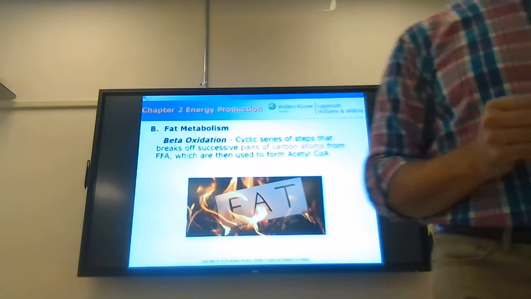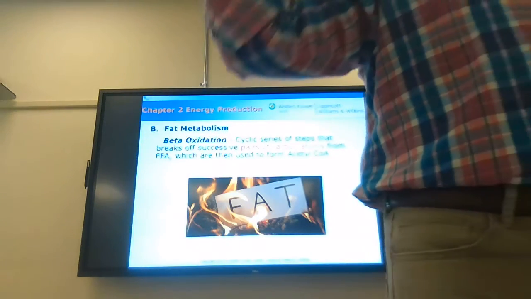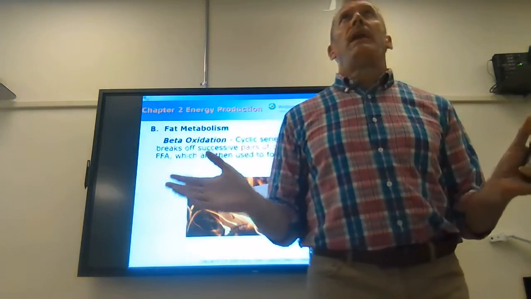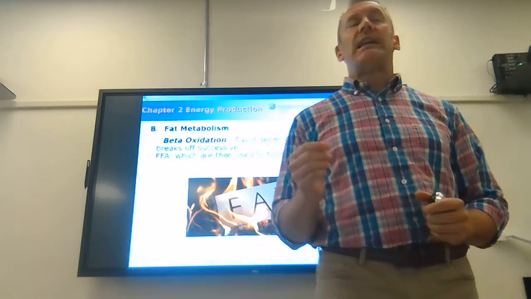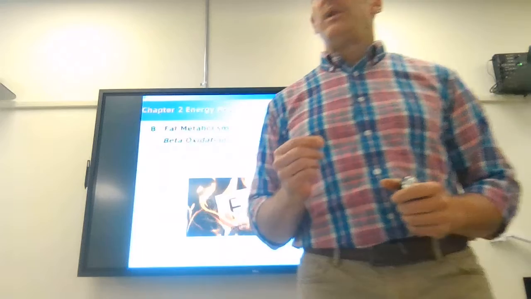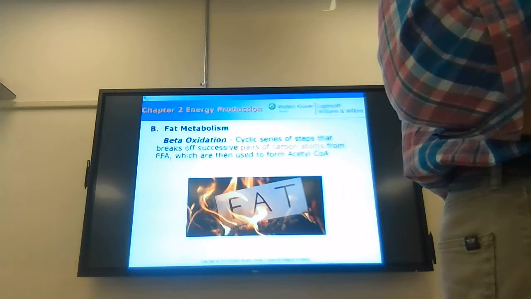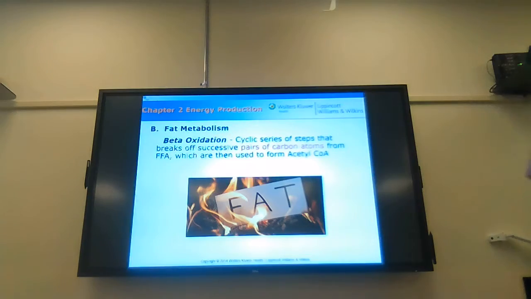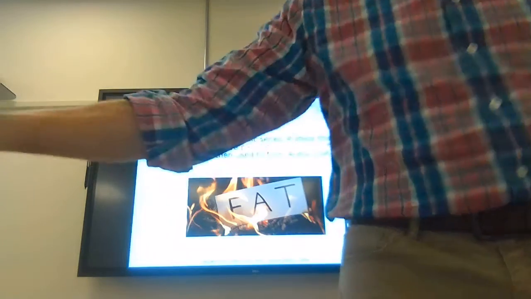How many carbons does acetyl-CoA have? Two, right? Two. So every fatty acid has an even number of carbons. Every single fatty acid has an even number of carbons. So if we have a 16 carbon fatty acid, how many acetyl-CoAs can we make? Eight. So how many ATP do we get from each of those acetyl-CoAs? 10. So what's the total? 80. Isn't that easy?